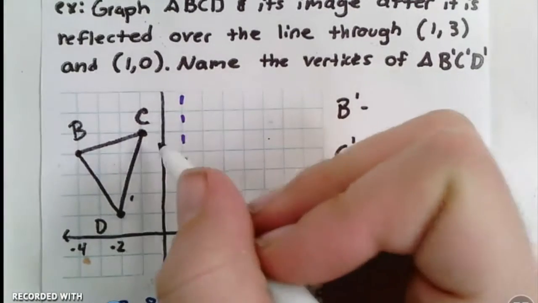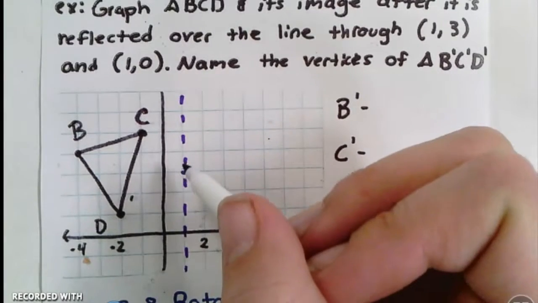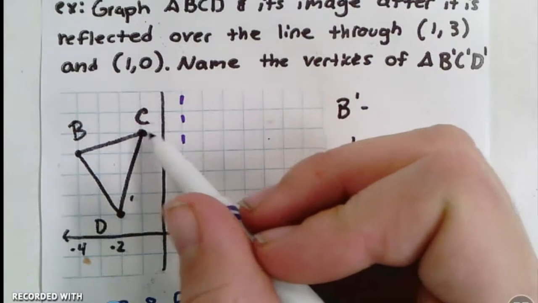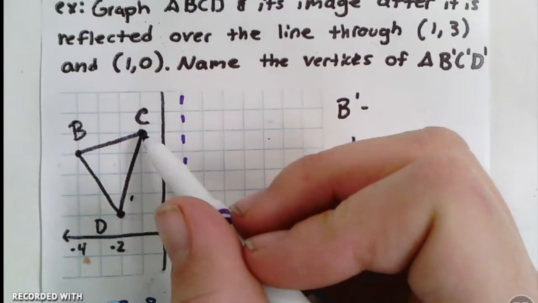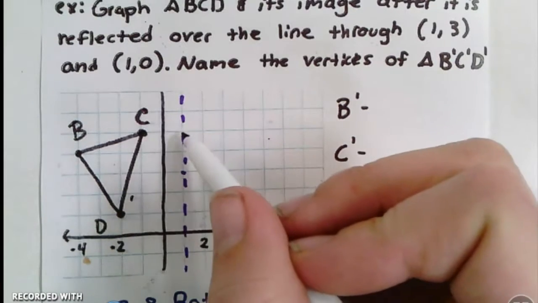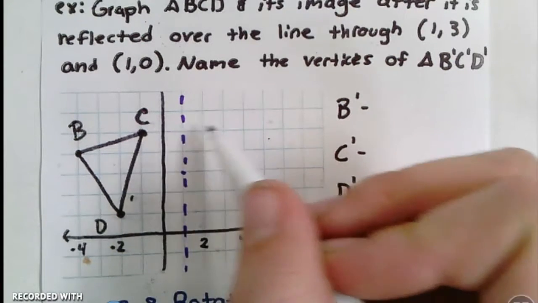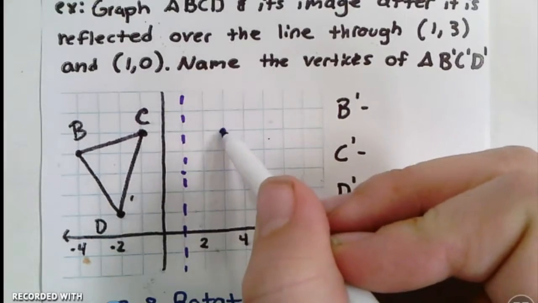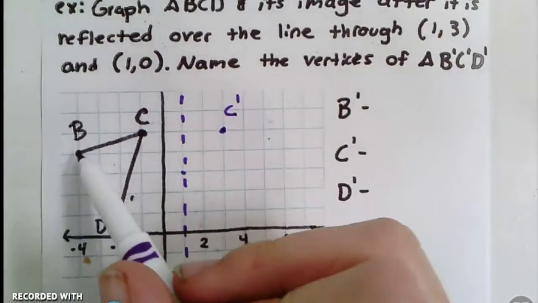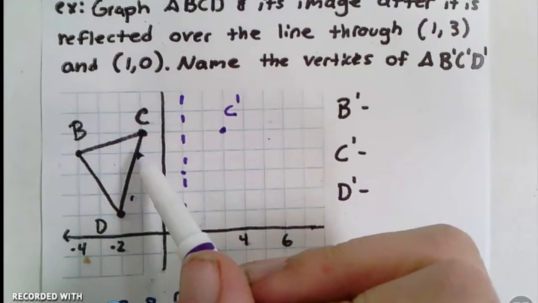The way that we're going to do that is we're going to take it vertex by vertex, just like we did when we were translating. So let's count how far away from the line of reflection the vertex C is. So 1, 2. It's 2 going to the left, so I'm going to put it 2 to the right. 1, 2. So this is going to be labeled C prime. Now let's do B. 1, 2, 3, 4.